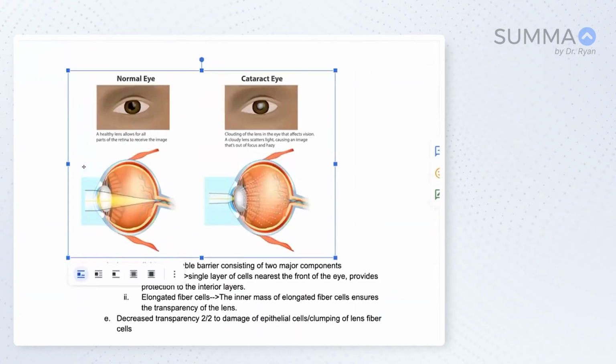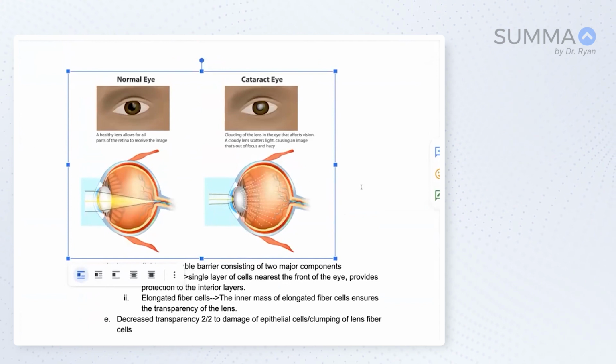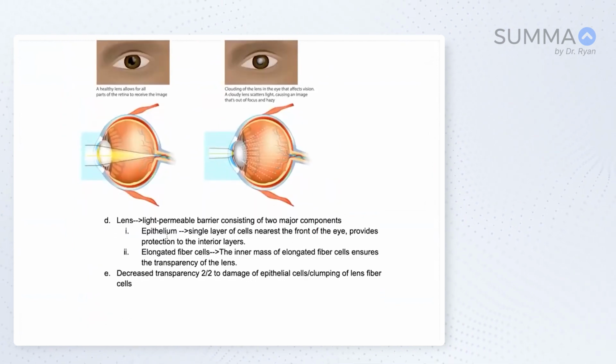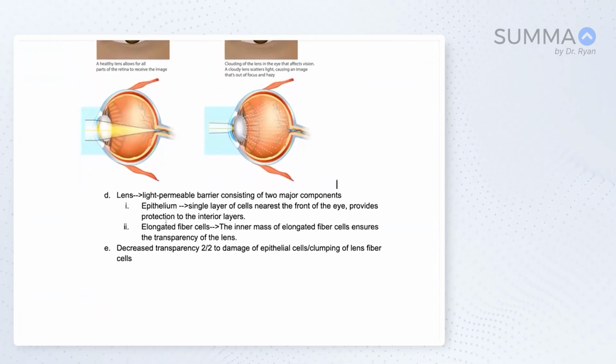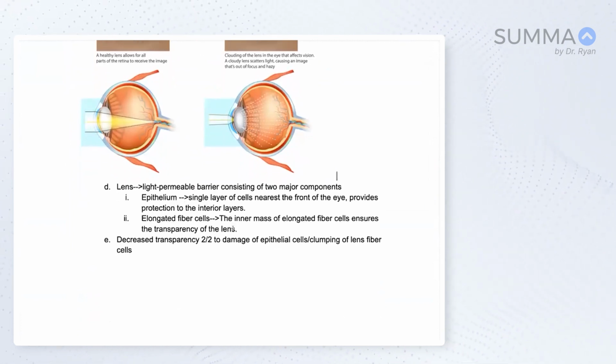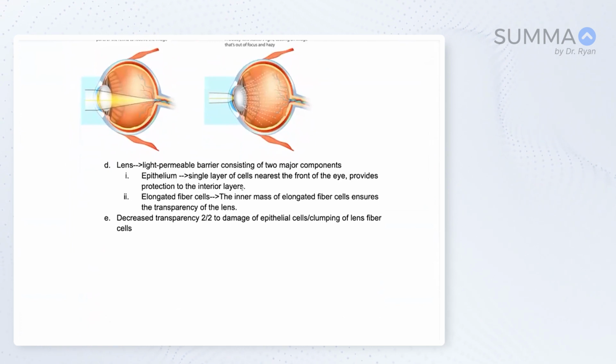Let's talk a little bit about the structure of the lens itself. So the lens itself really contains two sets of cells. You have the epithelium and these fiber cells, right? And why is this important? Well, damage can occur to both of them. And we'll talk about the types of damage that can occur to them.